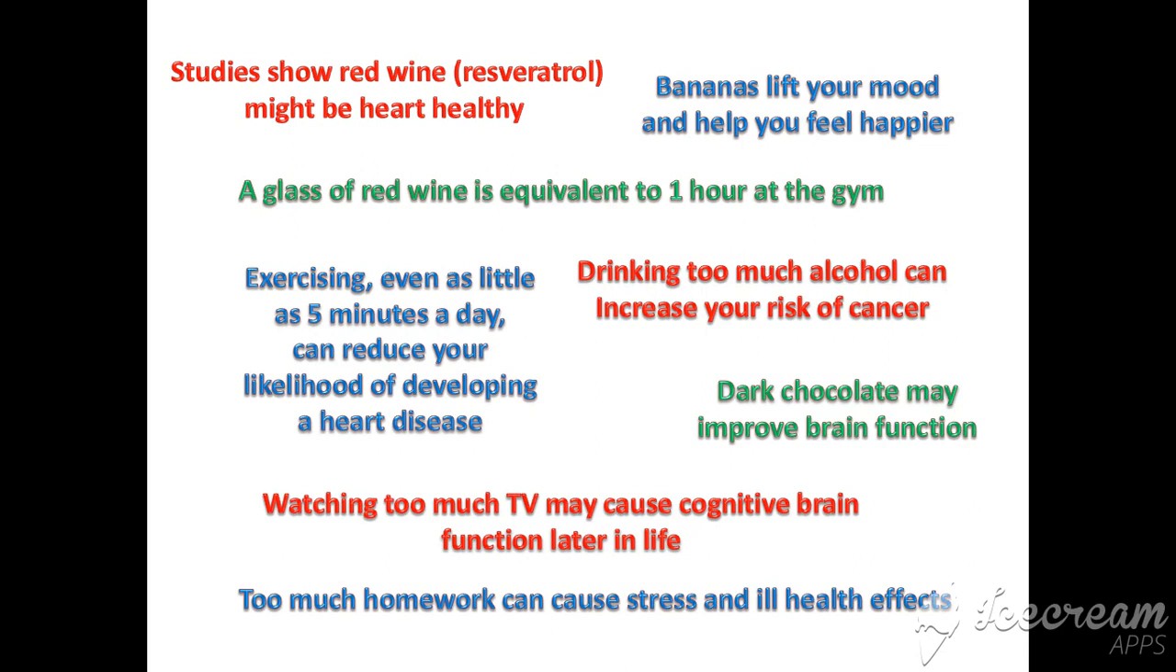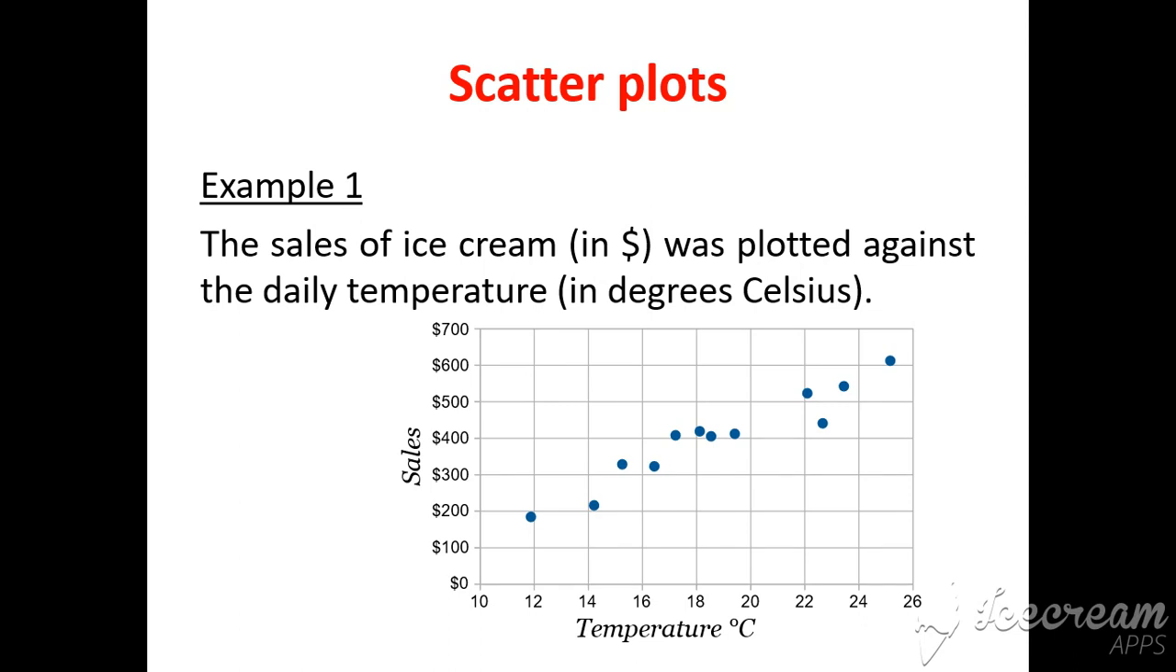Some studies over the years have shown a few things. I like this one down the bottom. Too much homework can cause stress and ill health effects. Well, what about dark chocolate may improve your brain function? All these studies have been investigated and the graphs and relationships have been put onto what we call a scatter plot. So let's get into an example and show you what they're about.